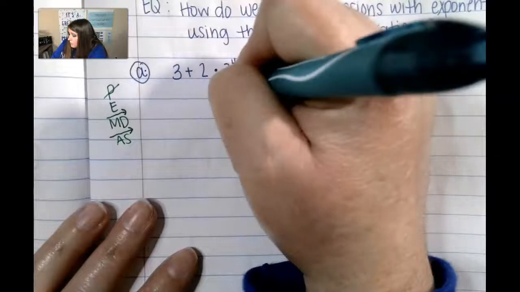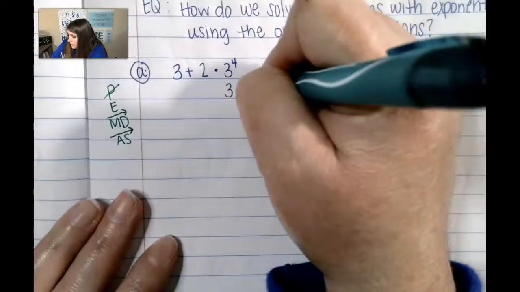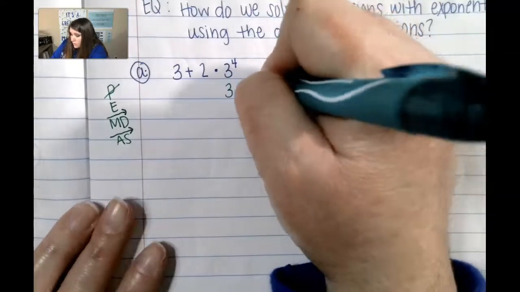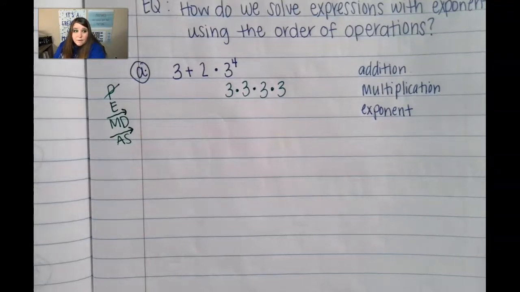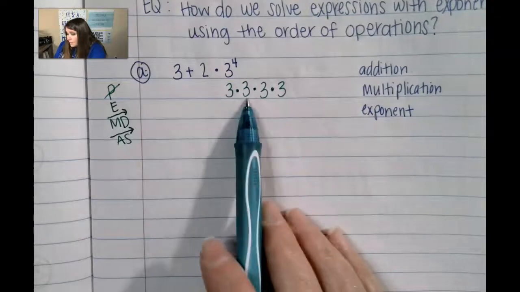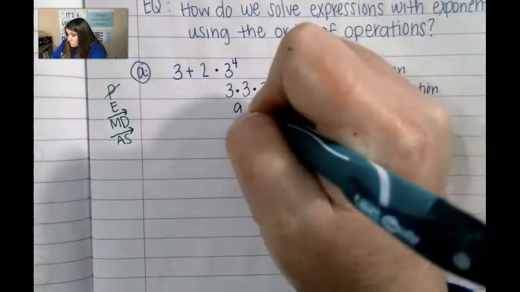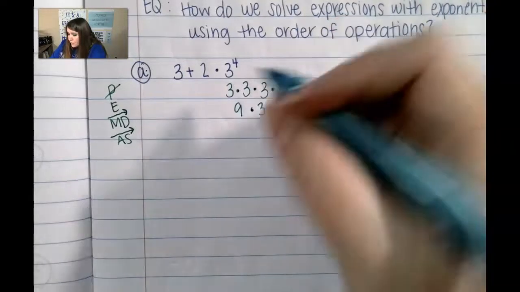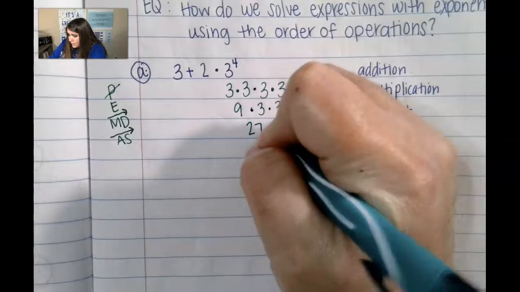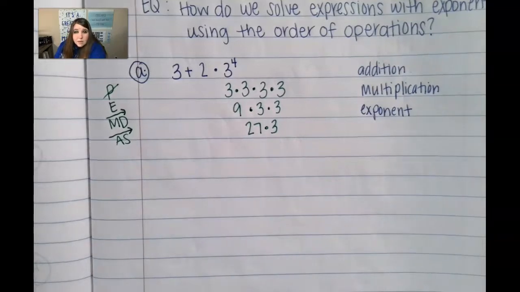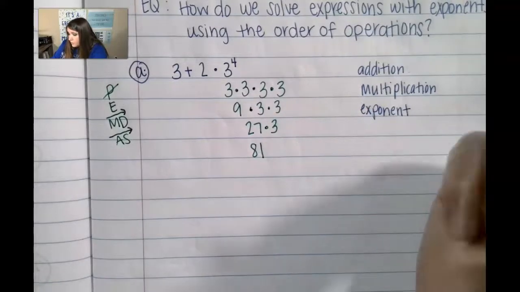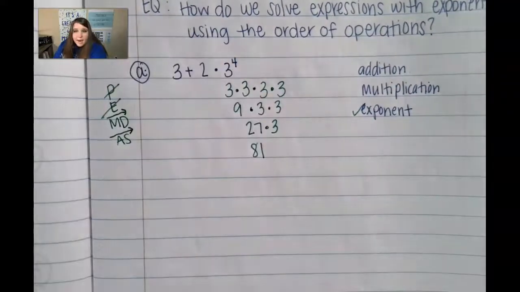So really, this problem here, in order to solve, it's all about the 3. The base is the 3. So I need to solve those first. Okay, well, I know that 3 times 3, that's 9. I also know that 9 times 3 is 27. And then I have 27 times 3. Well, 27 times 3 is going to give me 7 times 3 is 21, 6, 7, 8, so 81. Okay, so now I've done the exponent and I can check that off.